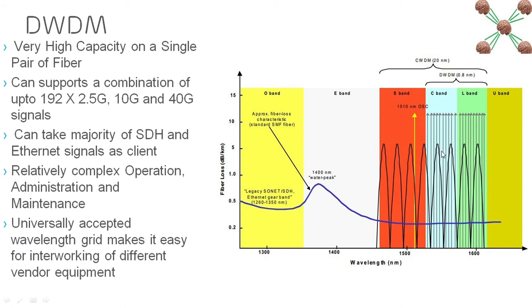But generally, if you have a universally accepted wavelength grid, if the channels that you are using are all as per the ITU recommendation, then the good thing in DWDM is that you can very easily connect different vendors' equipment with each other. So the good thing in DWDM is that it gives you very high capacity, you can easily connect different vendors, and you can use it over a very long distance. So that's why DWDM is widely used on the long haul networks within countries or out of the countries as well.